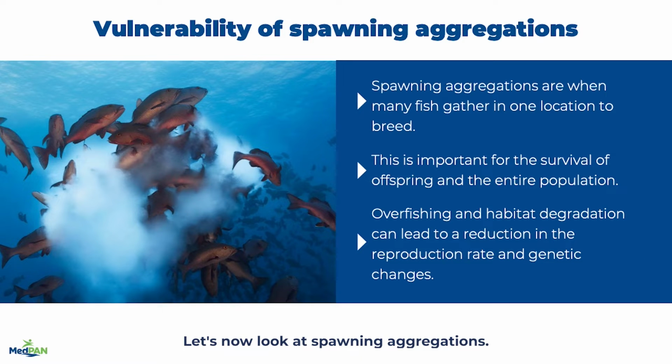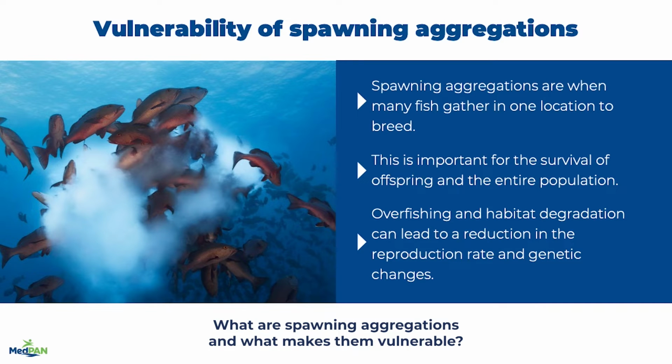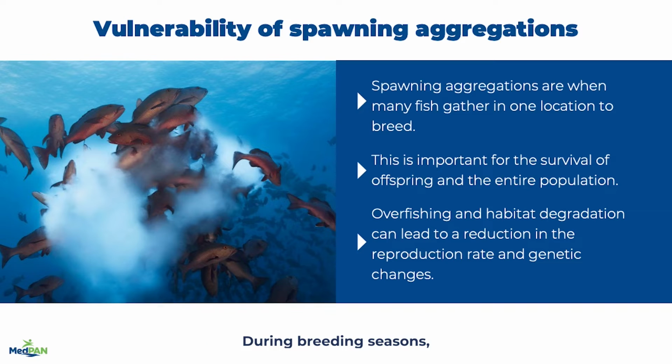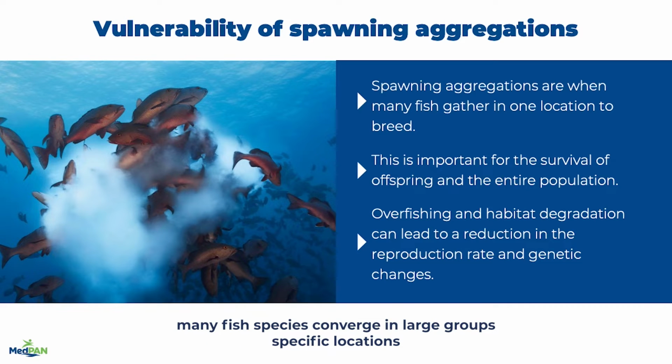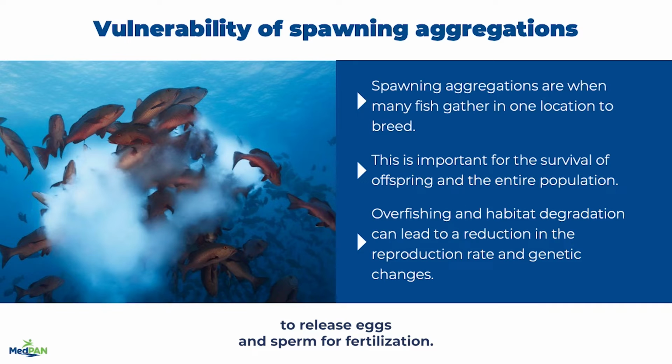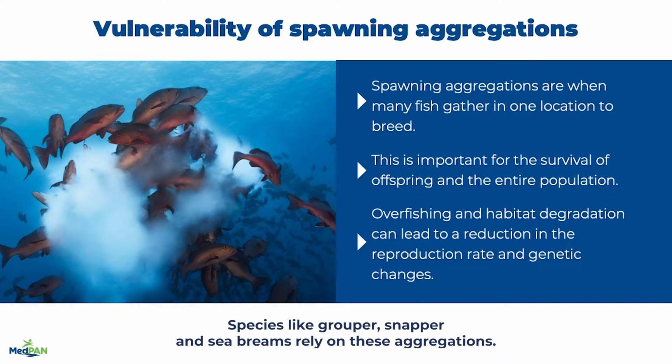Let's now look at spawning aggregations. What are spawning aggregations and what makes them vulnerable? During breeding seasons, many fish species converge in large groups at specific locations to release eggs and sperm for fertilization. This mass breeding strategy provides the best chances for fertilization and the survival of offspring. Spawning aggregations are an important component of the life cycle of many fish species. Species like grouper, snapper, and sea bream rely on these aggregations.